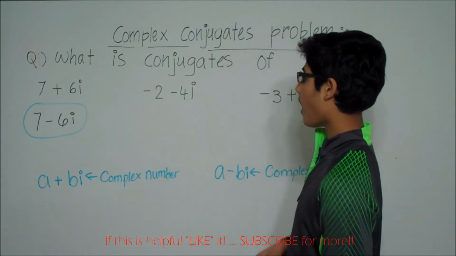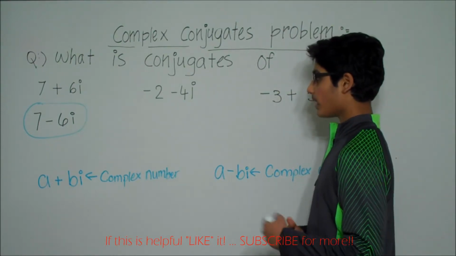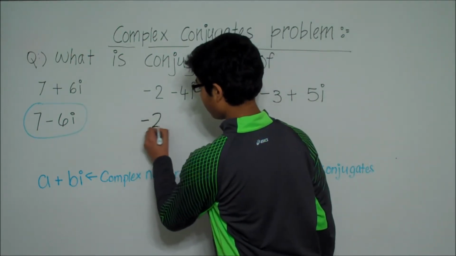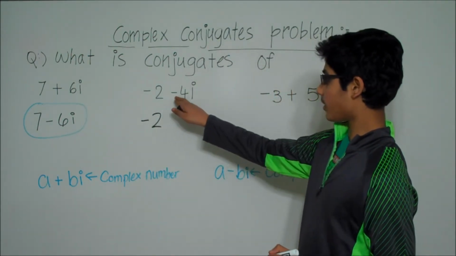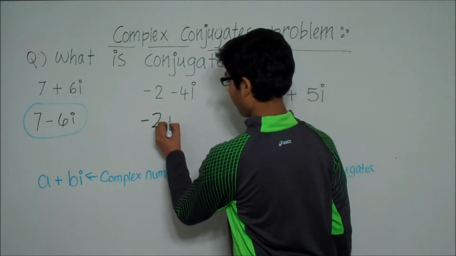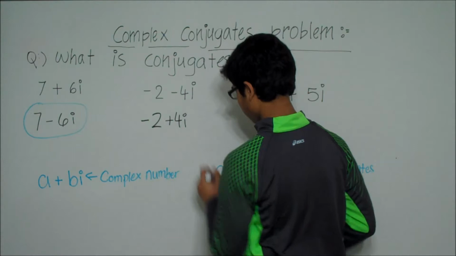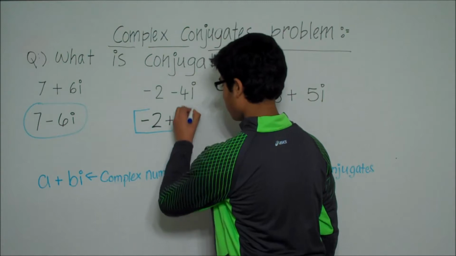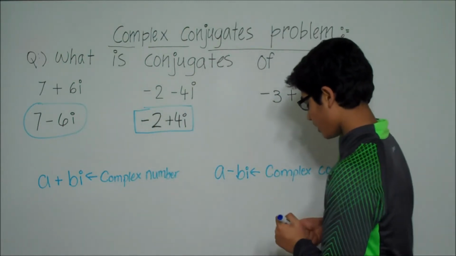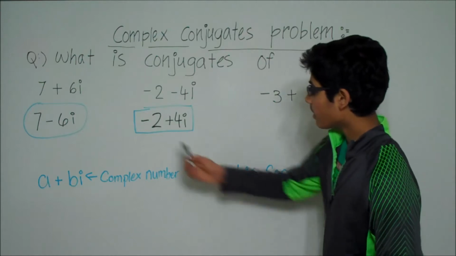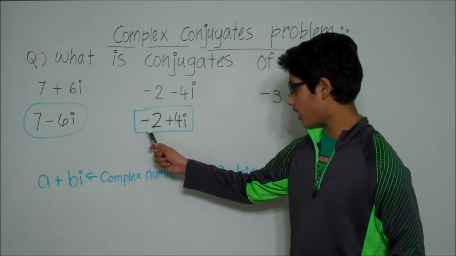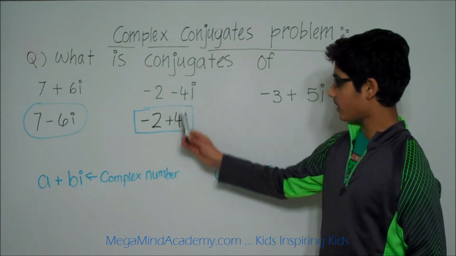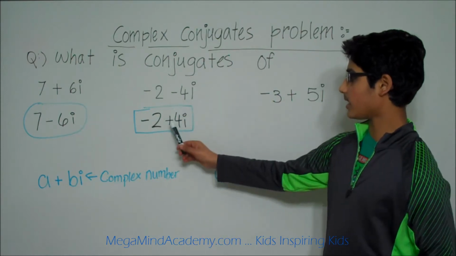Negative 2 minus 4i. So, we have to change the sign of the imaginary term. So we get negative 2, and the opposite of here, negative, is positive. So plus 4i. And we know this is a complex conjugate because the sign of the real term does not change. So it's negative, negative, and the sign of the imaginary term becomes opposite. The opposite of minus is plus.